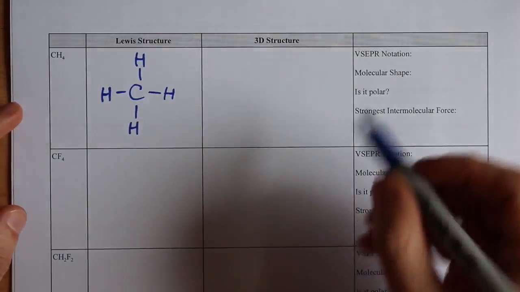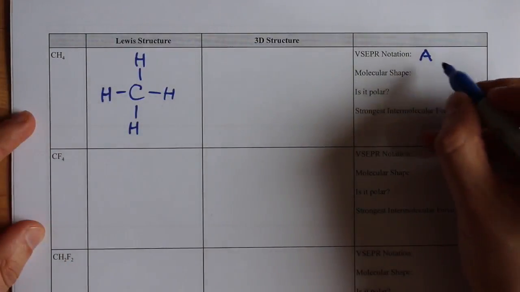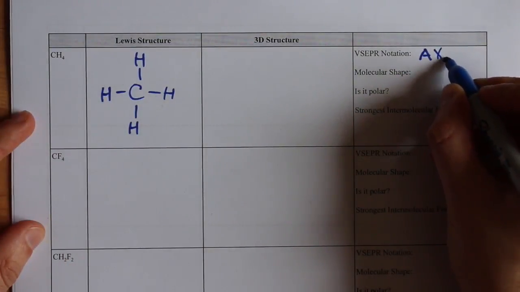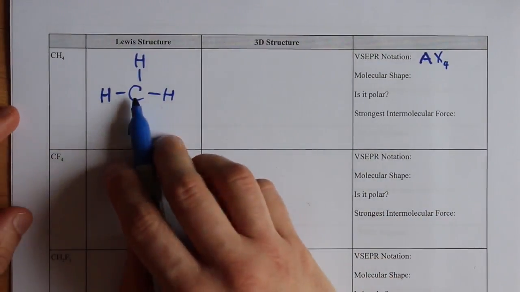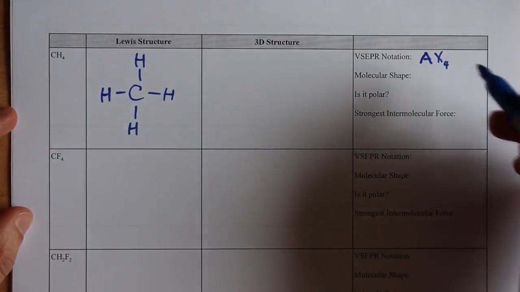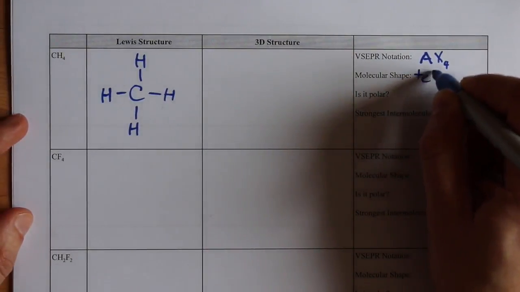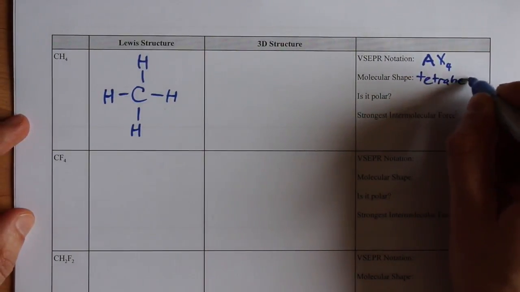Now this carbon is the central atom and it has 4 atoms bonded to it. That makes it AX4. There are no lone pairs, so it's E0. We don't usually write E0. It's just AX4. That means it is a tetrahedral molecule.